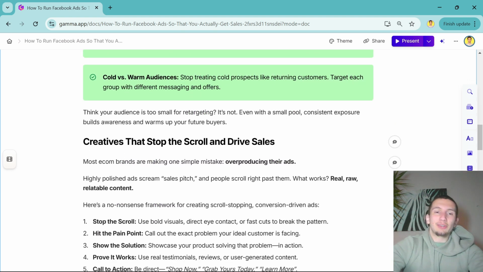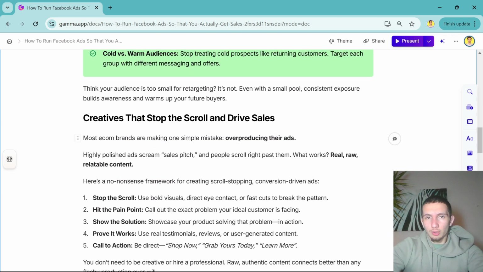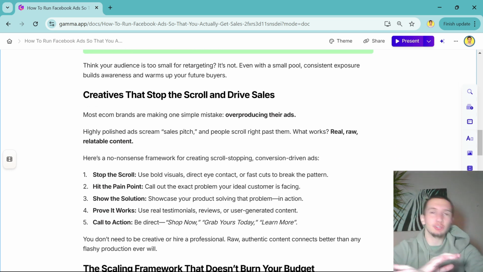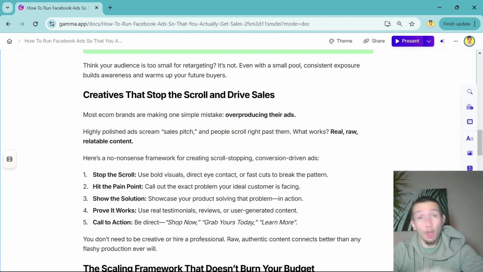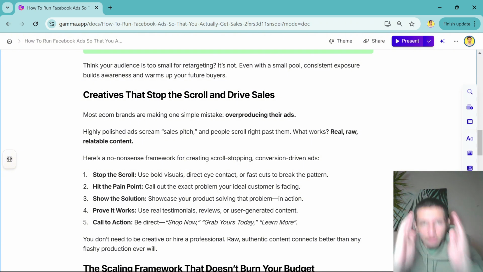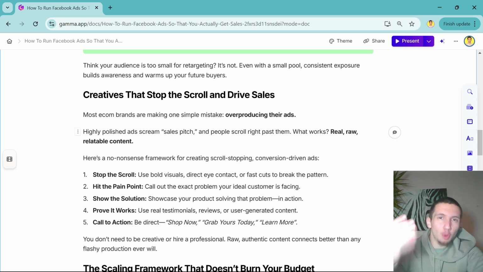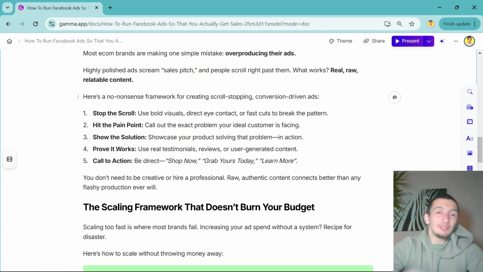How do you create creatives that stop the scroll and drive sales? So most e-com brands are terrible at this. They overproduce their ads. They overcomplicate it. That's the truth. You need very simple ads because a highly polished ad screams sales pitch and people scroll right past it. And the thing that works is raw, real, relatable content. Real stuff. That's why UGC works so well.